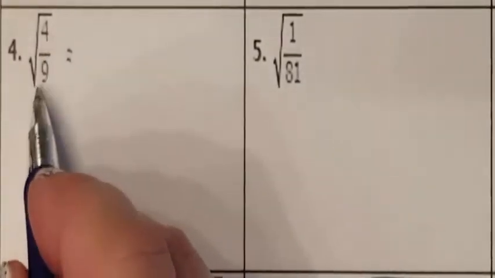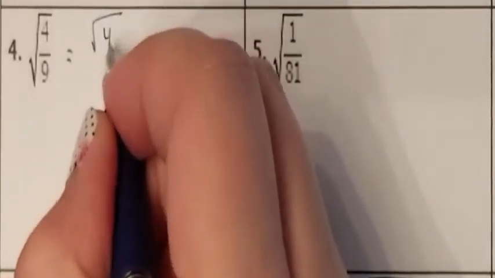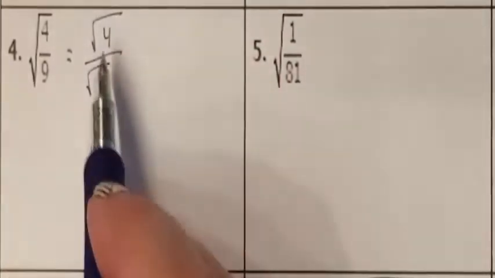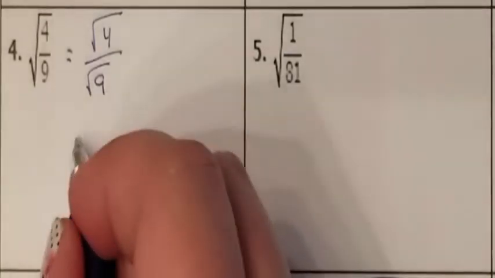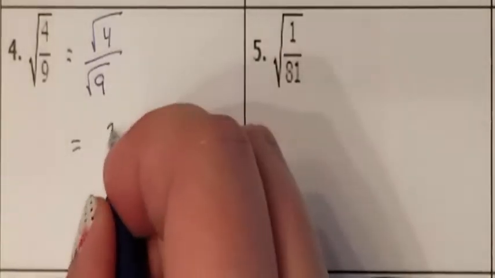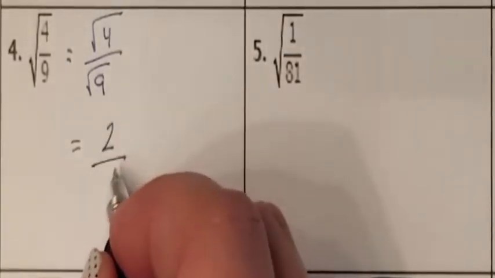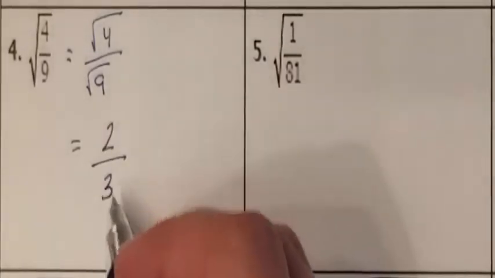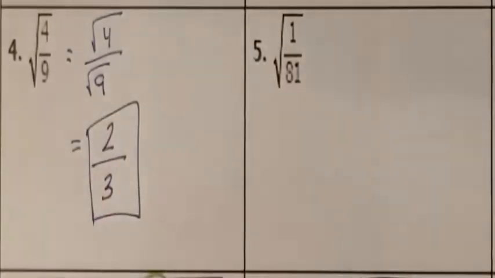If you're taking the square root of an entire fraction, that meant that you were squaring each part of the fraction. So you're squaring the numerator and you're squaring the denominator. The square root of 4 is 2. The square root of 9 is 3. There's nothing else to simplify, so your answer is 2 over 3.